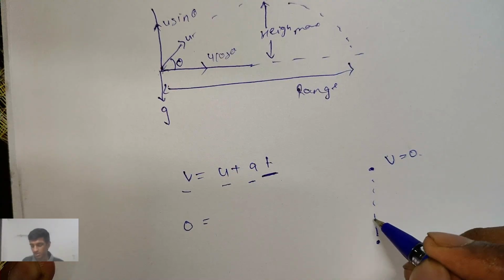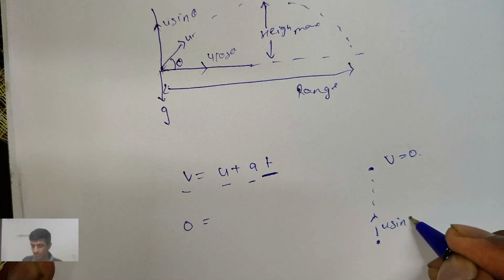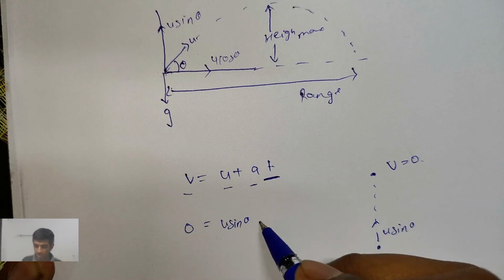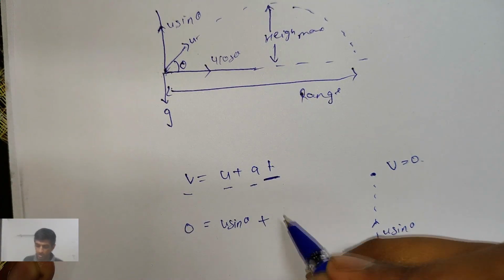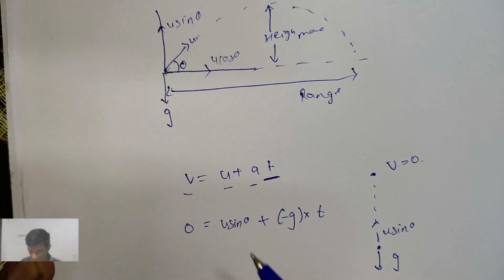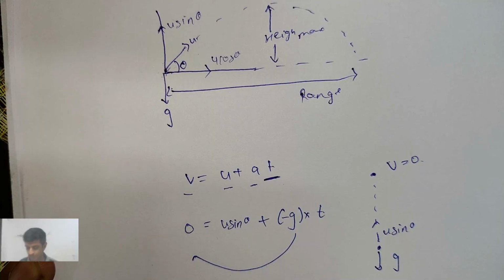Initial velocity along the vertical axis, as we have found out here, will be u sin theta, plus acceleration due to gravity is g in the opposite direction. Since the direction is opposite, we'll use minus g, and t is what we need to find. So we will take this to this side: g into t equals u sin theta, so t equals u sin theta by g.